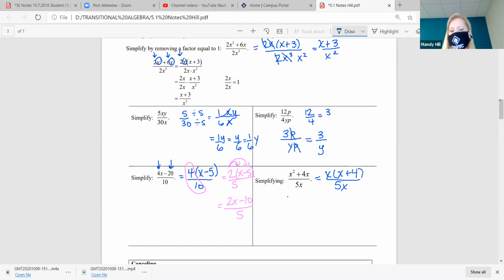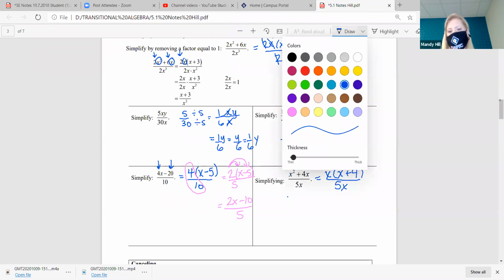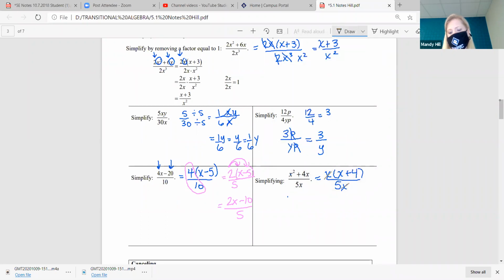Now we can cancel out this x and this x because x over x is just 1. And what we would have left is our x plus 4 over 5 that we didn't have anything that would cancel out with.